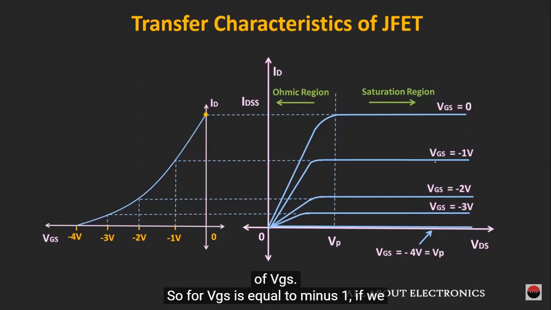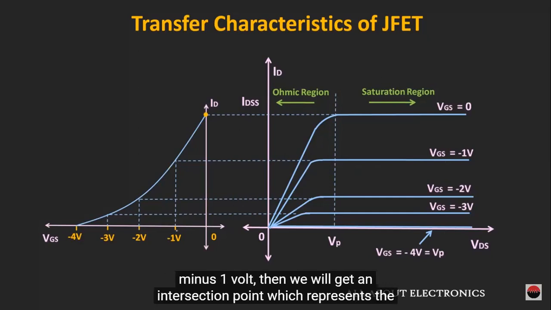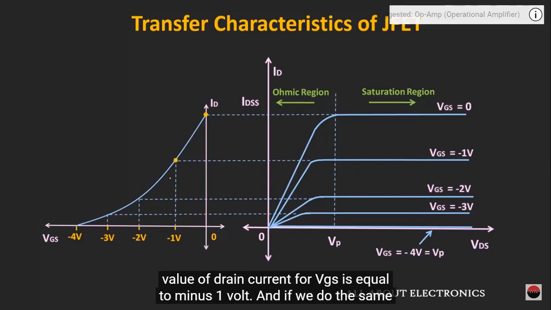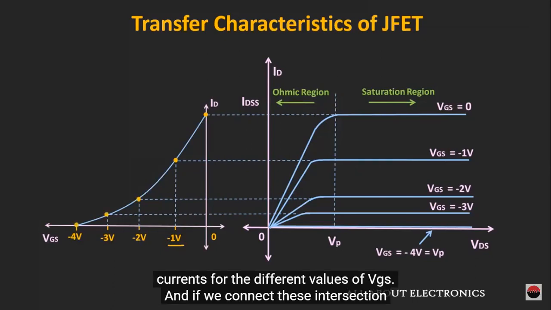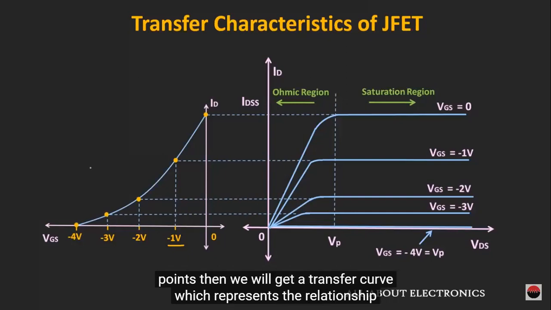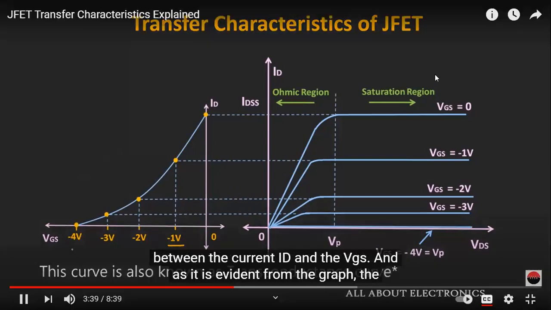So for VGS equal to -1, if we extend this line to the left, and if we draw a vertical line for VGS equal to -1 volt, then we will get an intersection point which represents the value of drain current for VGS equal to -1 volt. And if we do the same thing for the different drain curves, then we will get values of drain currents for the different values of VGS. And if we connect these intersection points, then we will get a transfer curve which represents the relationship between the current ID and the VGS.